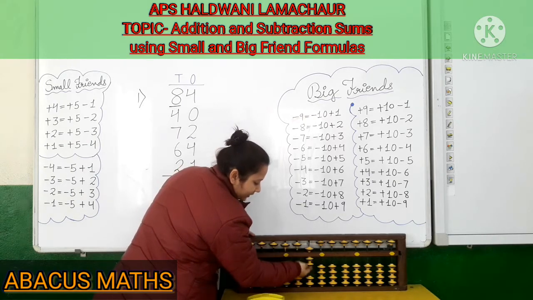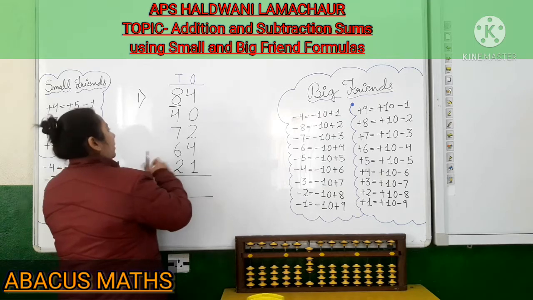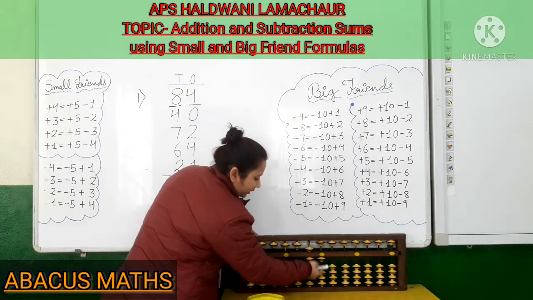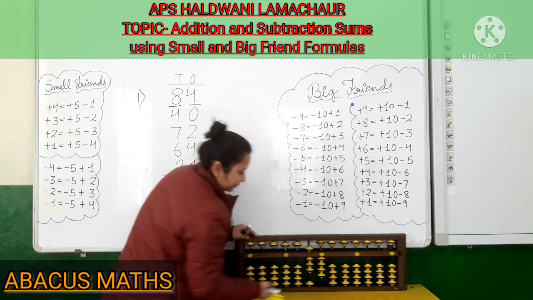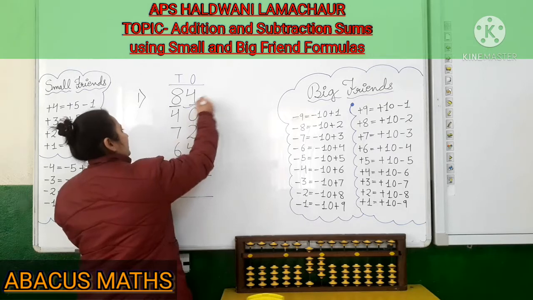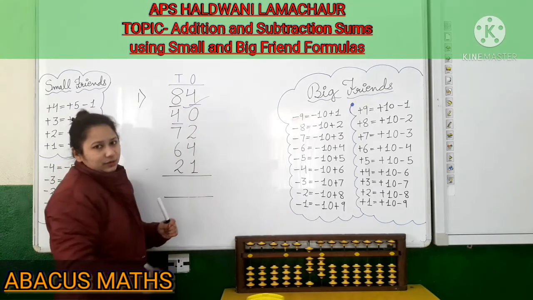5, 6, 7, 8, 10. Now add this 4 in 1 slot. 1, 2, 3, 4. 84 we have added and this is done.